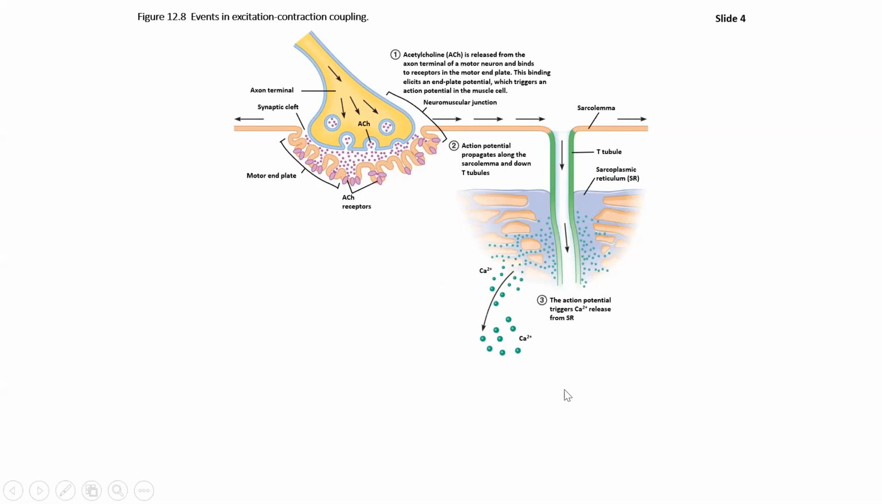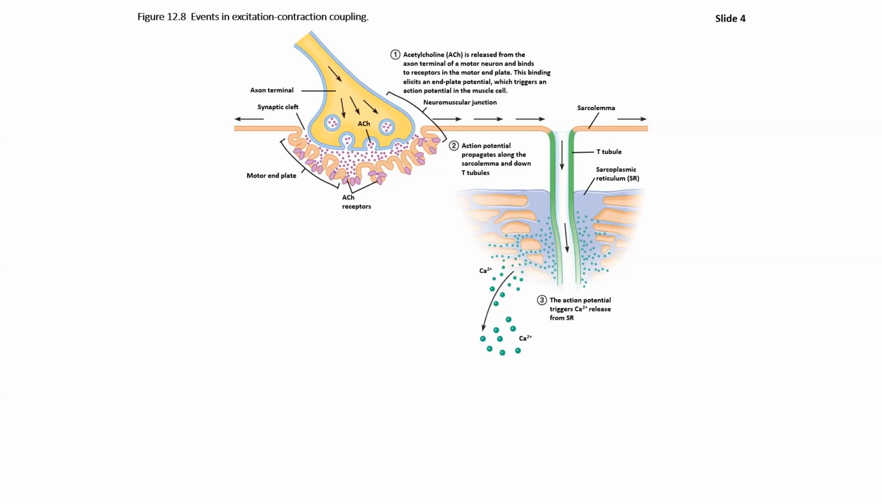The third step here is that the action potential is going to bind to receptors that are in the sarcoplasmic reticulum and trigger the release of calcium from the storage area, which is in the SR, out into the cytosol of the muscle fiber. So let's back up here a little bit. If we remember that the sarcoplasmic reticulum, which in muscle is the storage area for calcium. This is where calcium is being stored.